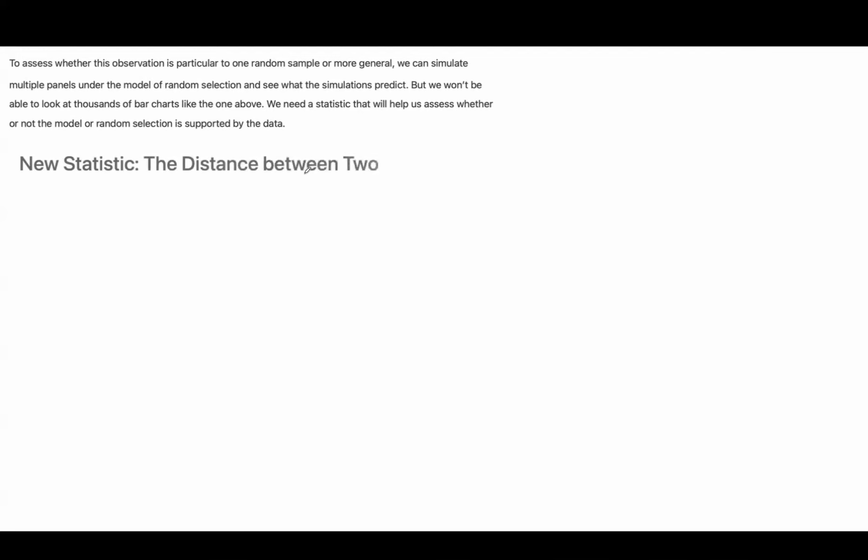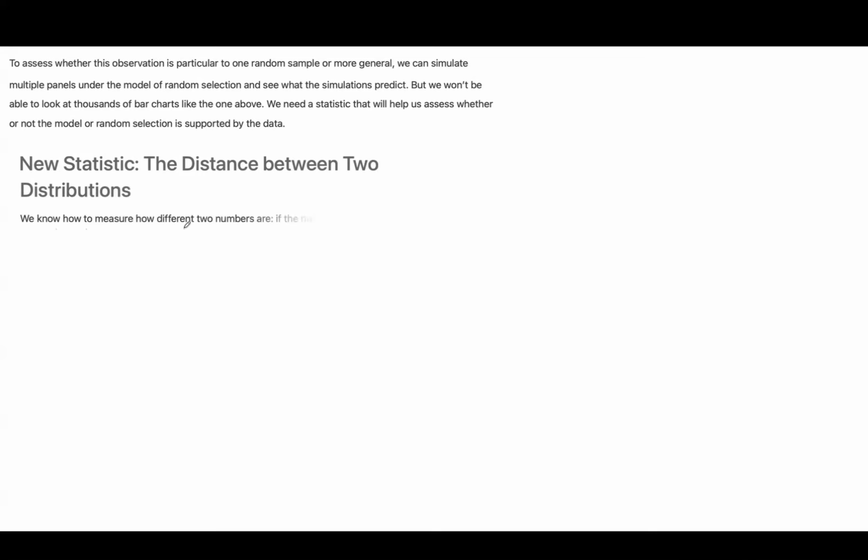But we won't be able to look at thousands of bar charts like the one that we saw in the previous slide. We need a statistic that helps us assess whether or not the model of random selection is supported by the data. Let us introduce a new statistic, the distance between two populations.